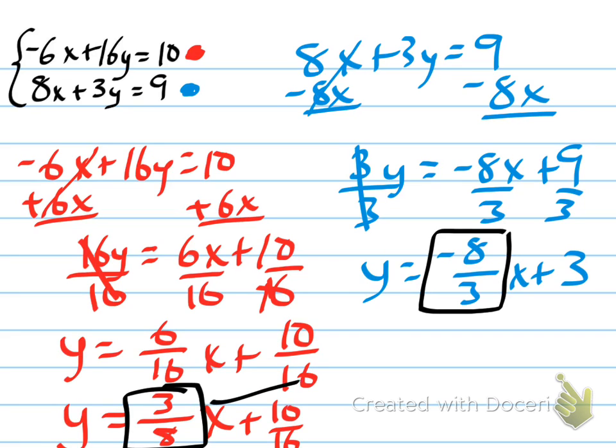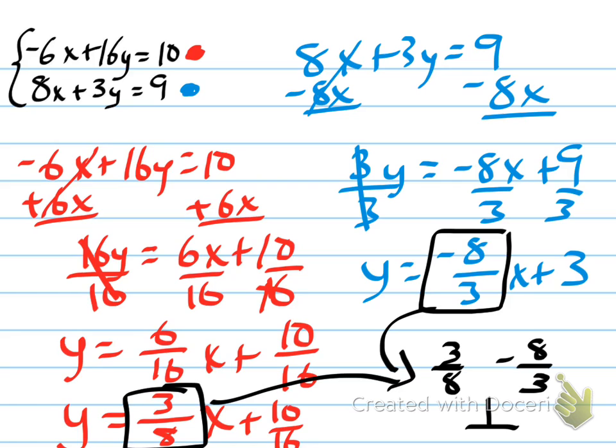So I'm now ready to compare these two numbers. One of my slopes is 3/8. My other slope is negative 8/3. Are they the same? Pretty obviously not. So we can rule out parallel. Are they perpendicular? Well, let's see. The top becomes the bottom becomes the top. One's positive, one's negative. So it looks like we have our answer. These two lines, when graphed, would be perpendicular.